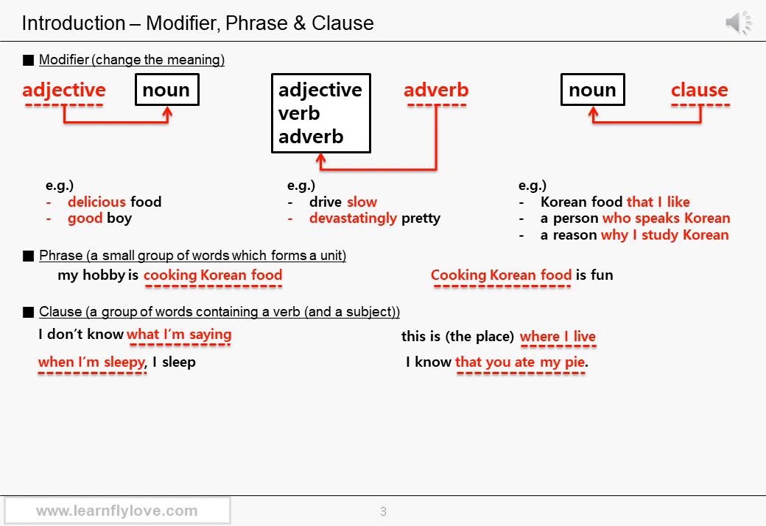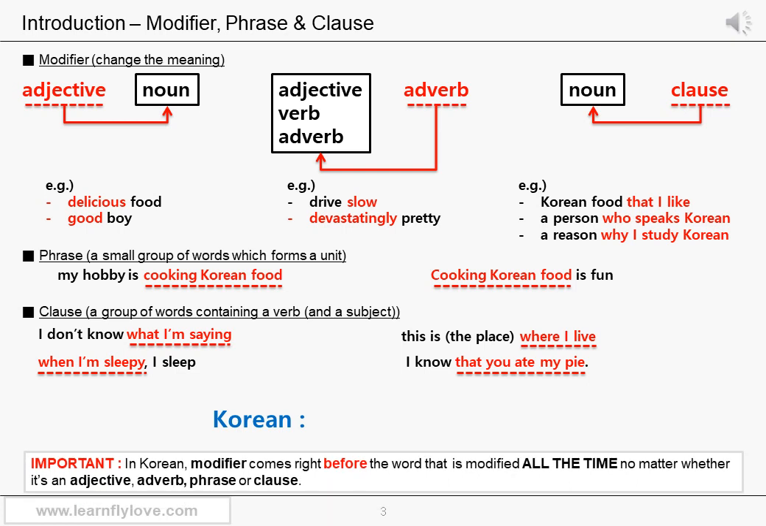Before we start, let's remember the most basic rule of this lesson. In English, a modifier may come either before or after the modified element. But in Korean, a modifier comes before the word which is modified all the time.